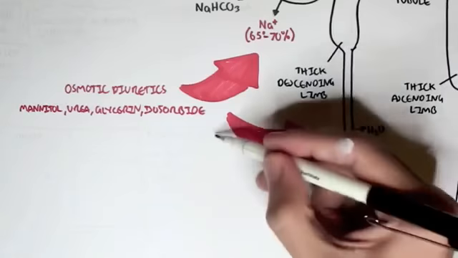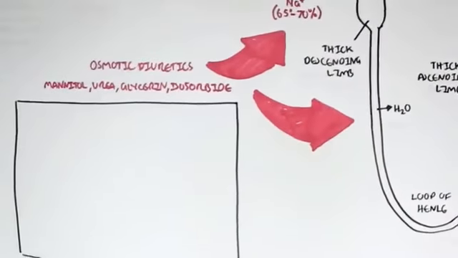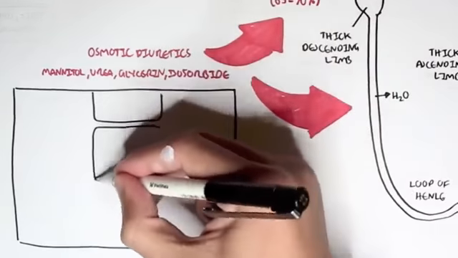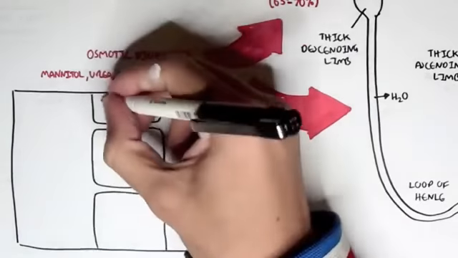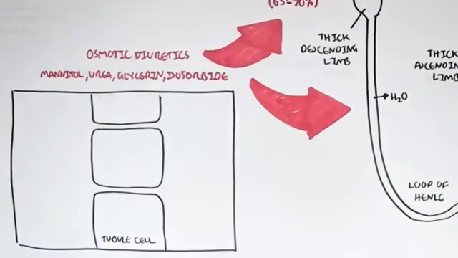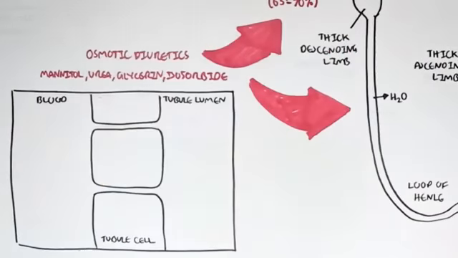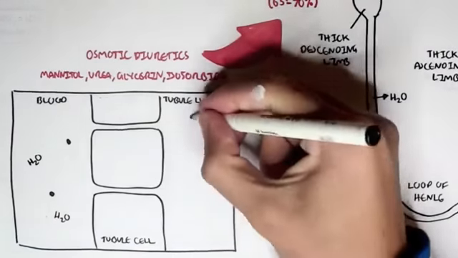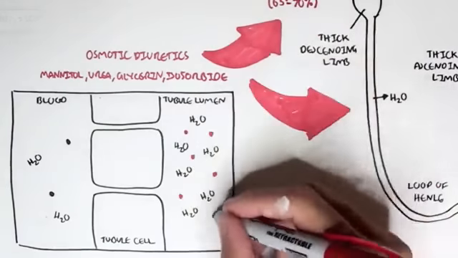This is because it follows the osmosis rule, where if we have a higher concentration of solutes within a particular area, more water will tend to go there. So for example, here we have the cells lining the tubule. Here we have the tubule lumen, which is inside the nephron, and then we have the blood, which is outside. In the blood, we have like 2 solutes and 2 waters, for example. But in the tubule lumen, we have many solutes, these red things, which can be mannitol or urea.